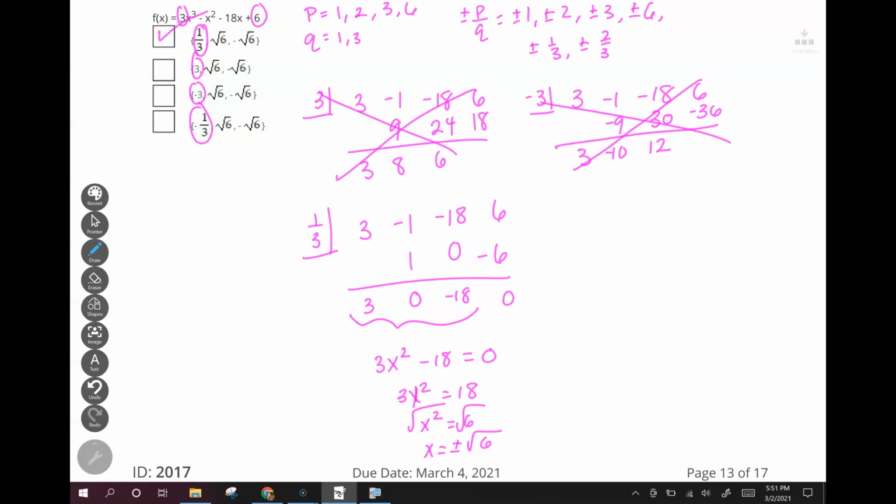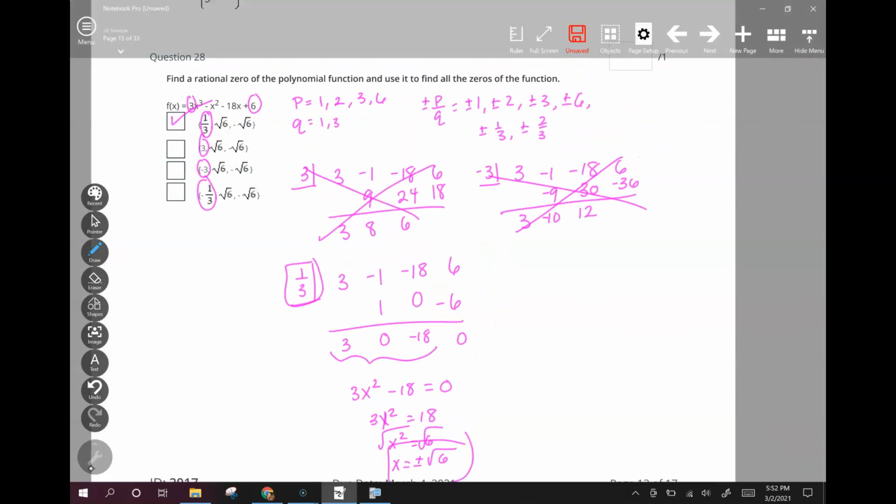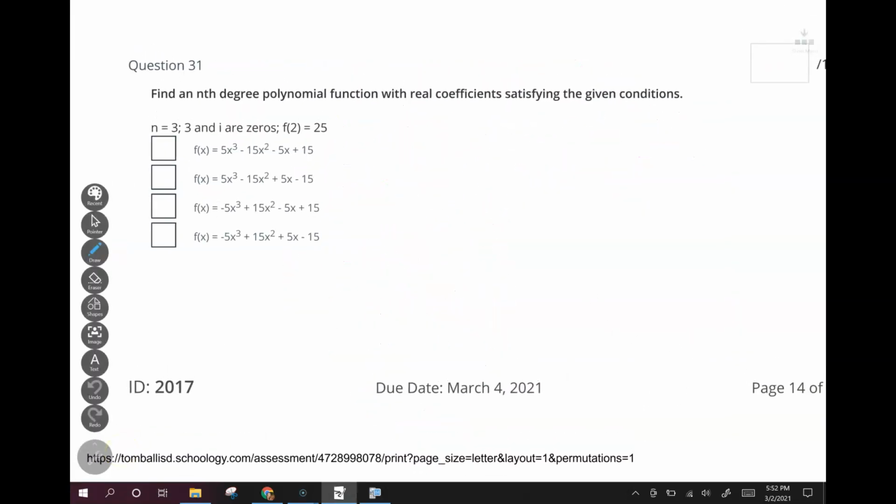So that's how you would get those other two answers if there were more than one option for you to choose from there. So one of my zeros is 1/3, because I got a remainder of 0, and then the other two are plus or minus the square root of 6. All right, number 31. This is a different type of question.